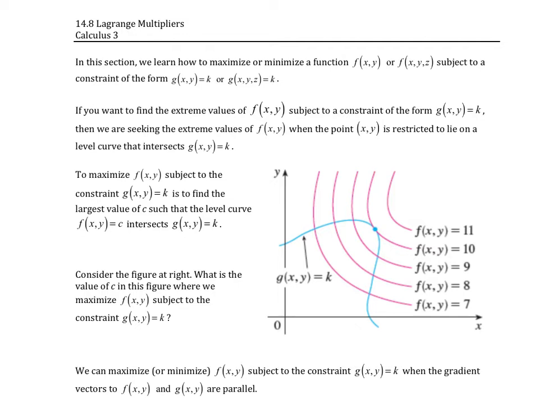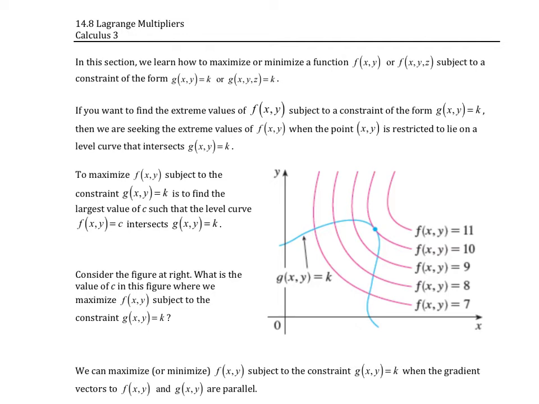Now, a Lagrange multiplier technique is a way to maximize or minimize a multivariable function where there's some constraint on the values that we're allowed to use. Picture what this looks like. We have some function, some surface in space, and rather than including all of the values, we're going to constrain that function by restricting the area that we're able to look at.